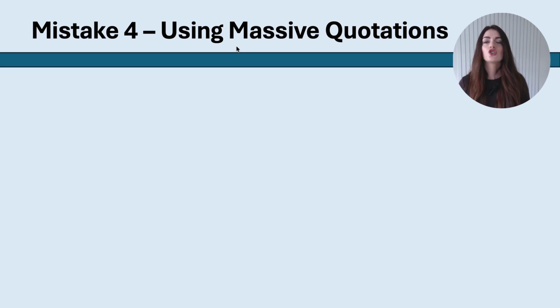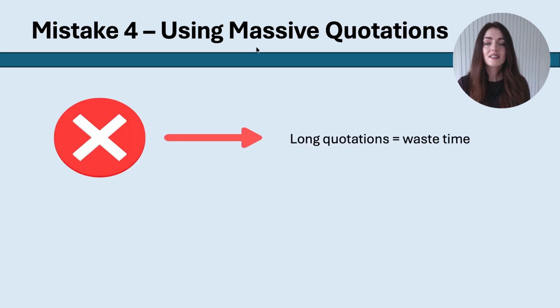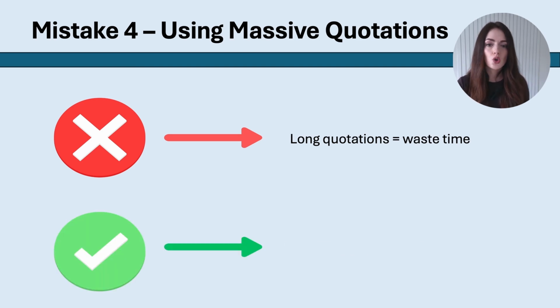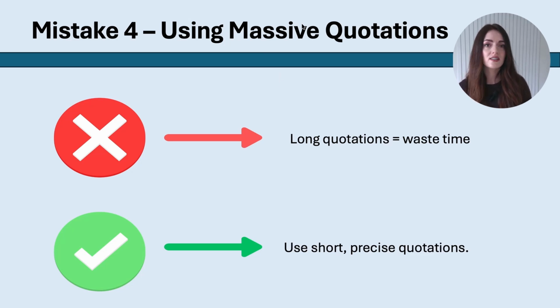Mistake number 4. Students waste so much time copying long quotations. It takes too long, it limits analysis, it encourages more of a narrative response to the question. What you need to do is just use short, precise quotations. So instead of a long quotation, for example, you might just pull out 2 words such as "endless discomfort", or 3 words such as "full of wonder". And then you would zoom in on a particular word from that quotation for analysis.